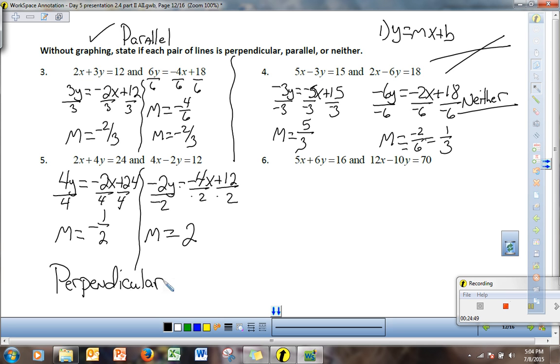So make sure you know how to spell perpendicular. Practice that if you need to. And then my next to last, or my last one about just what are they?